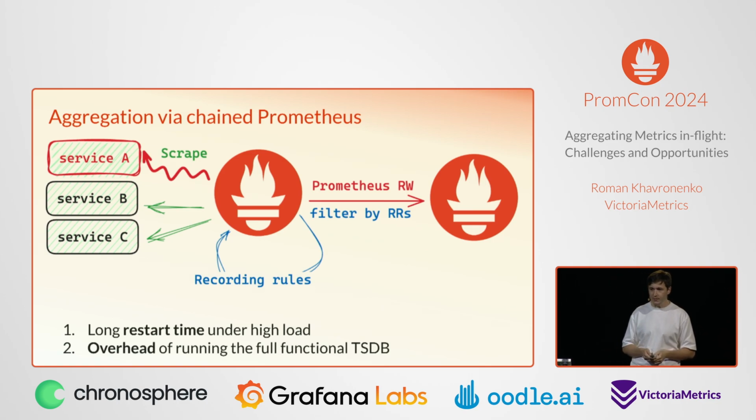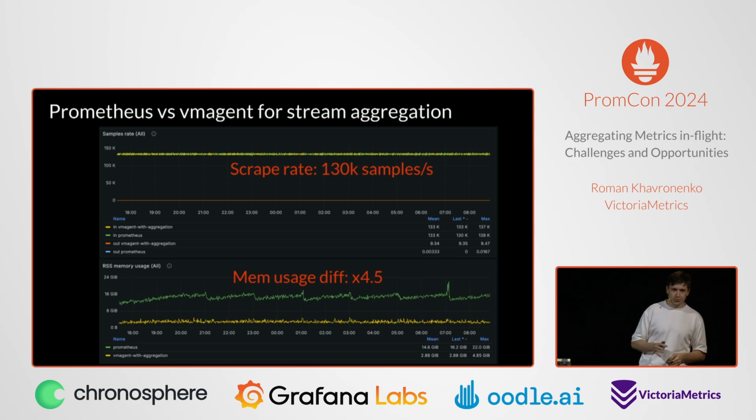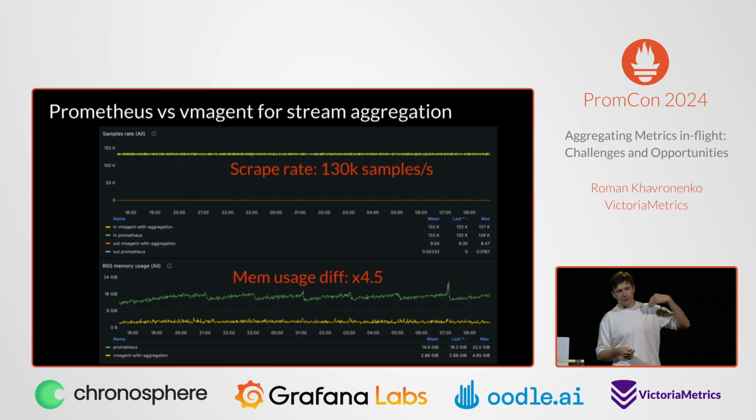And for this to not be just empty words, I did a test, and I compared Prometheus and a stateless agent collecting metrics from the VictoriaMetrics ecosystem. They are doing the same work here. They are sharing the same config. They are scraping avalanche instances at a rate of 130K samples per second. And they are forwarding only the aggregated data.